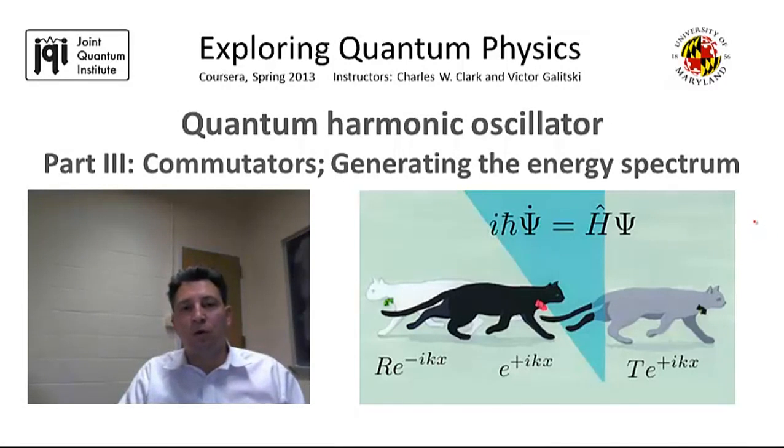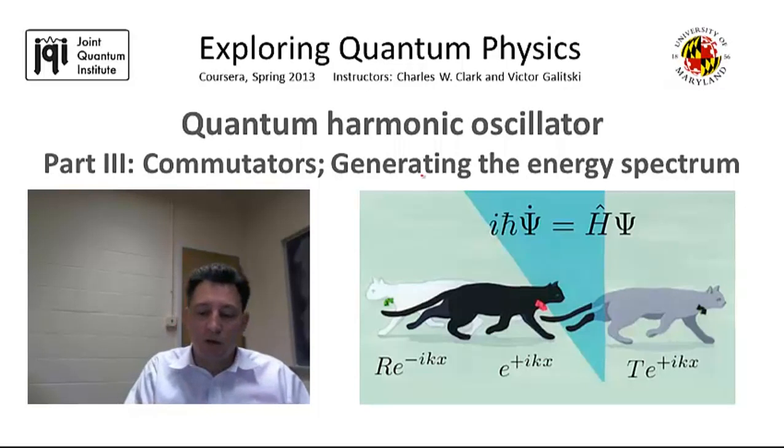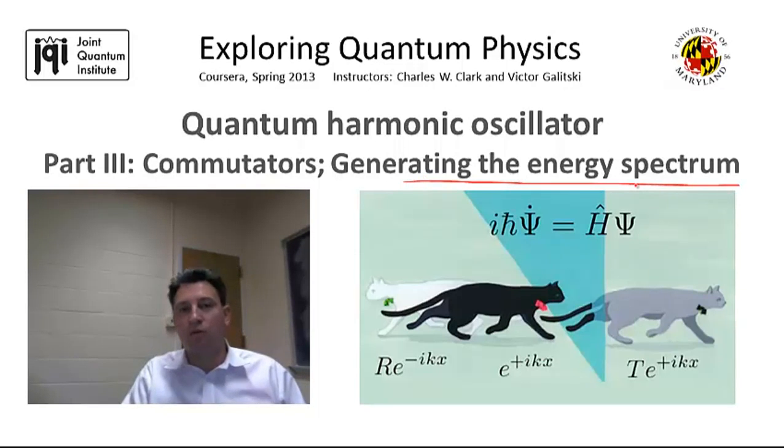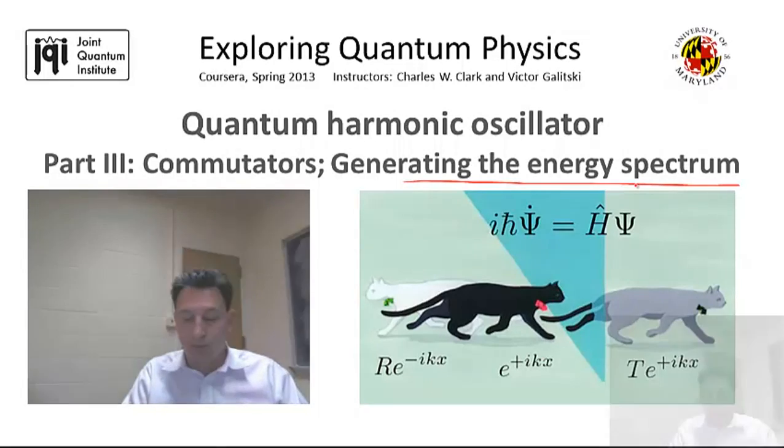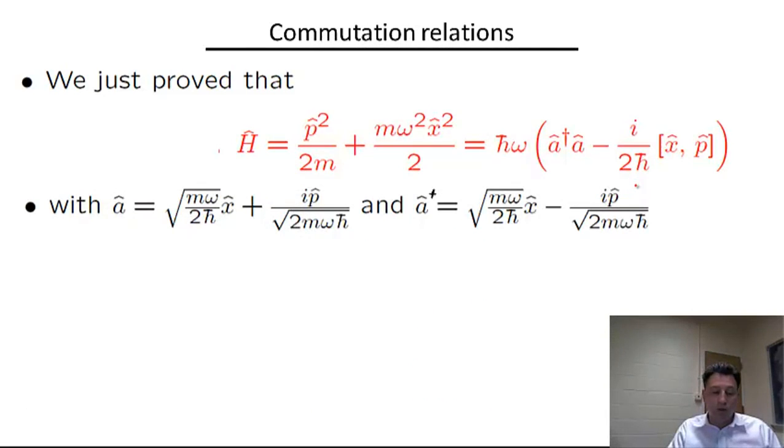In this video, we're going to use the creation and annihilation operators A dagger and A introduced in the previous segment to generate the energy spectrum of the harmonic oscillator. And this calculation, as we discussed, is going to involve in a very important way calculating various commutators of the operators.